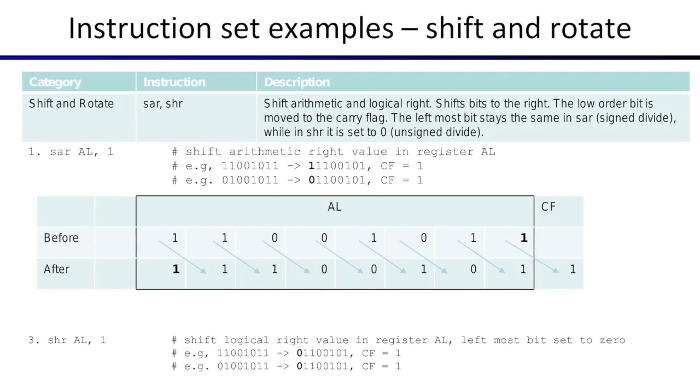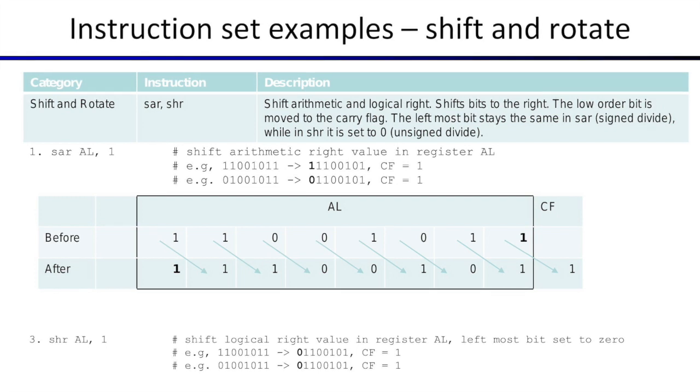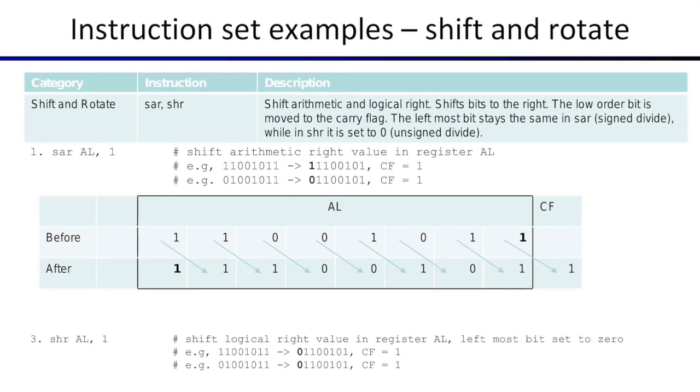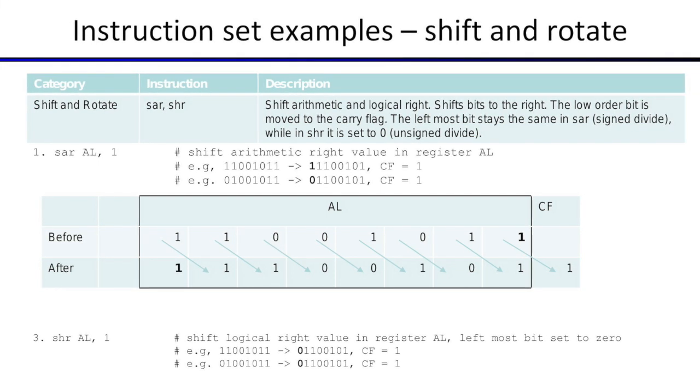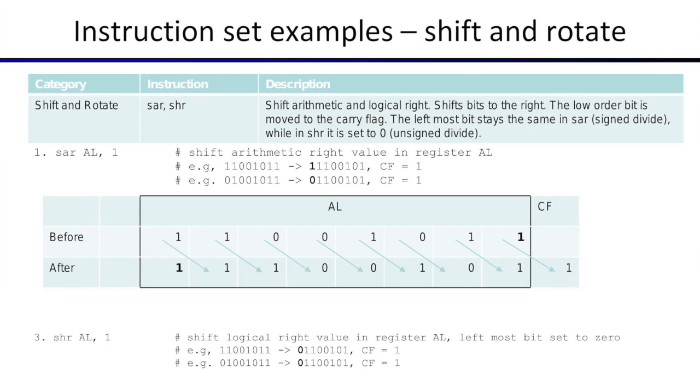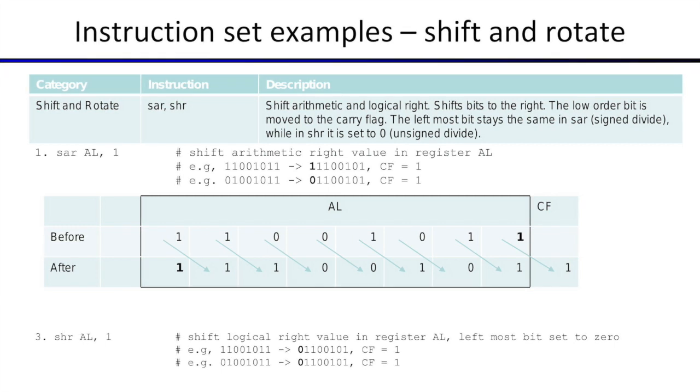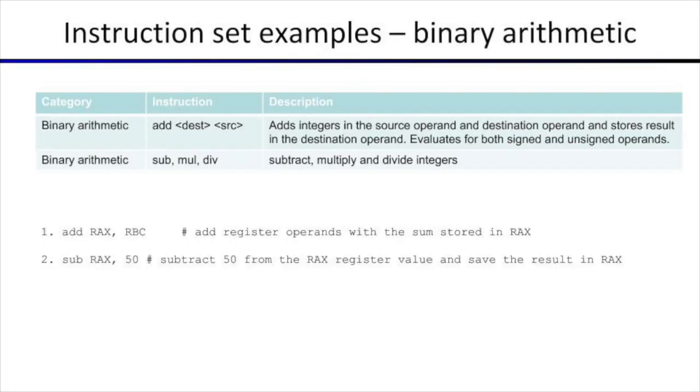SHR is a logical shift right, and pretty much the difference is that still the rightmost bit shifts out, goes to the carry flag. The bit that you put in from the left, instead of being the same as the leftmost bit, is always a 0 in this case. So you just get a 0 hard put into the leftmost bit. That's what happens when you shift right, and the difference between arithmetic and logical right.